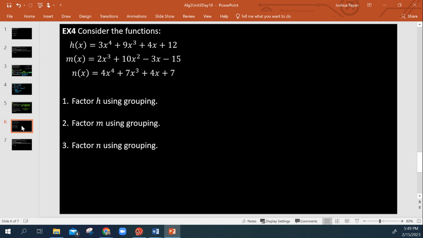Not going to look at the graphing for this. All we're going to do is practice factoring, right? So factor h using grouping, okay? And I can do so just by kind of rearranging the terms, right? So 3x to the fourth, 9x to the third, both have a 3x to the third at least in common, right? So when I factor that out, that's going to leave me with x plus 3.